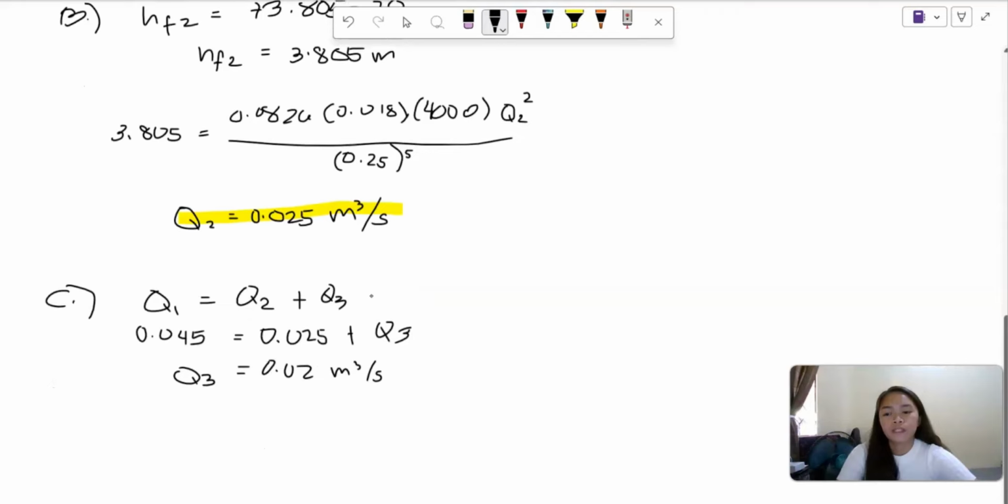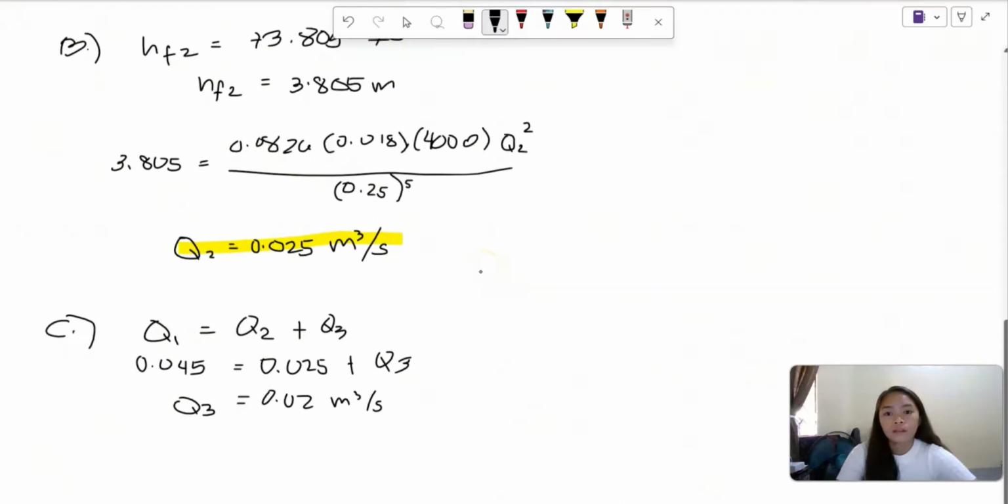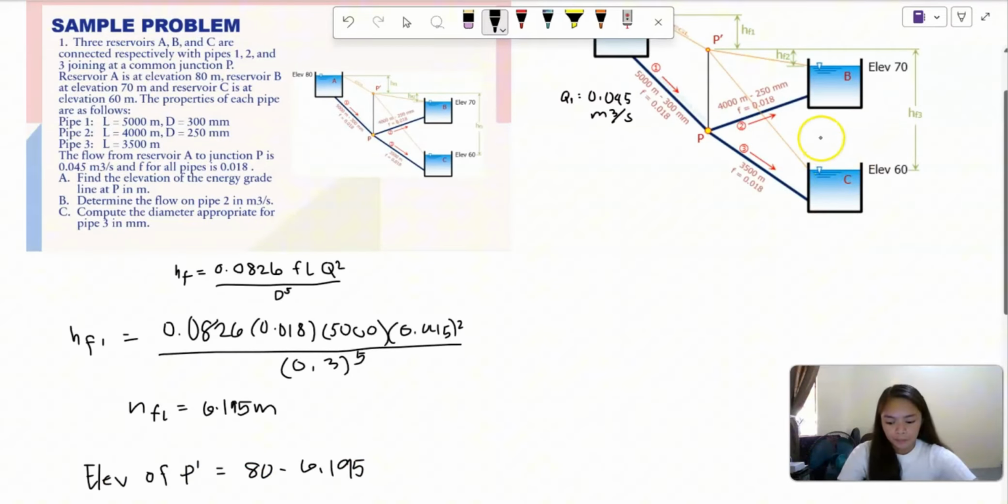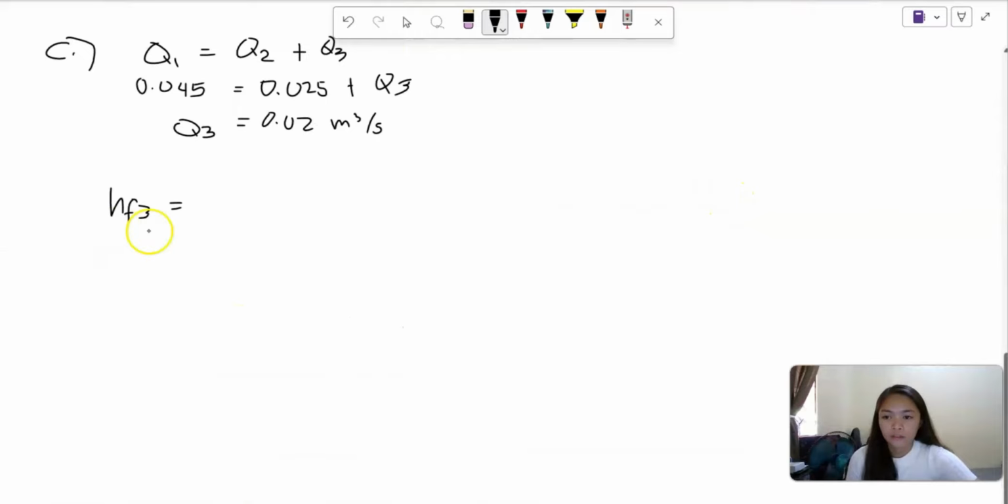And now, since we already have a discharge in pipe 3, we can get the head loss in reservoir C. So HF3 is just the elevation of P prime, or the junction, minus the elevation of C. So 73.805 minus 60, our HF3 is 13.805 meters.